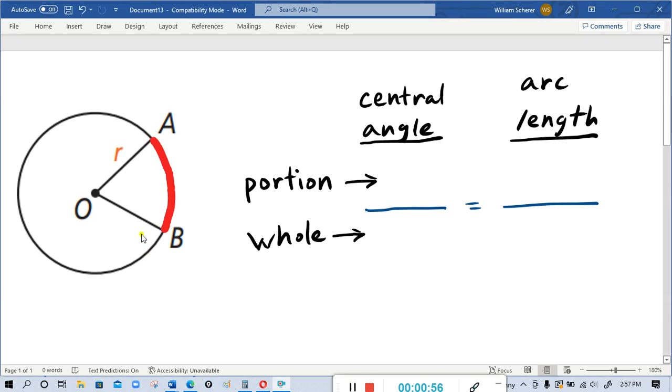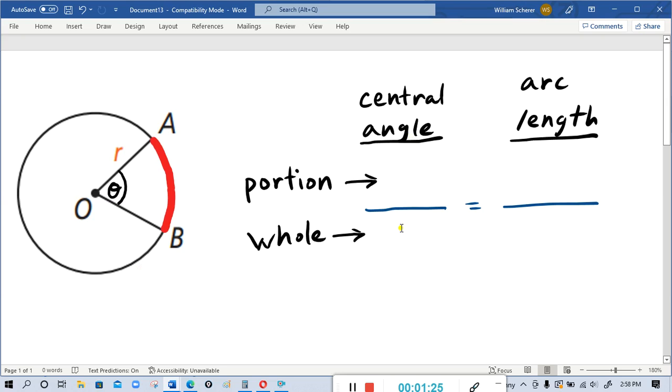So if you were to label an angle in here, this is the center of the circle O, and we can call this angle theta. That's a Greek letter that represents angle measurement. So the angle of the circle, the central angle, determines what portion or percentage the arc length is of the entire circumference.